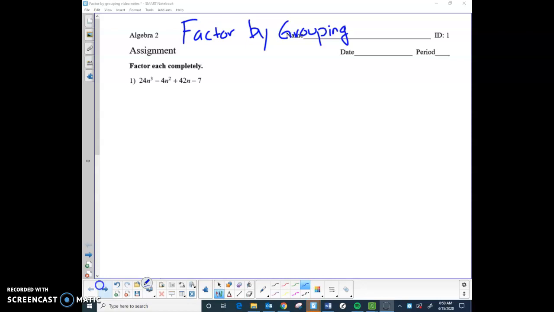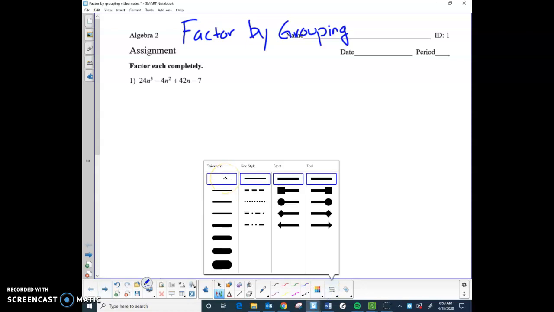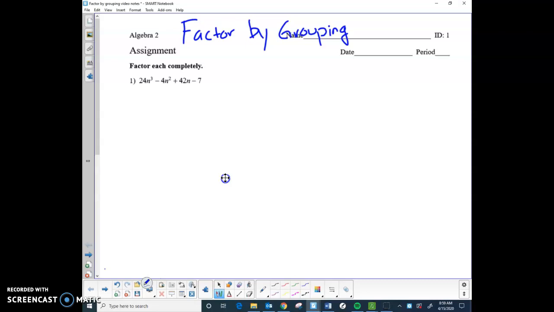Alright, so what we're looking for in these is greatest common factors. So these are going to be problems where the greatest common factor maybe doesn't exist in all of the terms, but it exists in some of them. So we're going to break these down. I'm essentially going to split my equation in half, so 2 terms in one and 2 terms in the other, and then I'm going to look for greatest common factors in those terms.